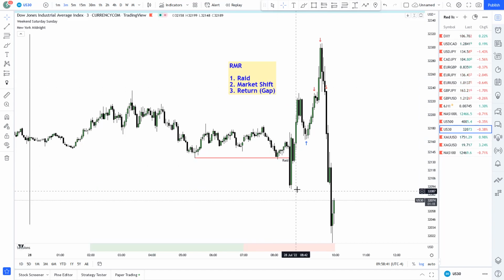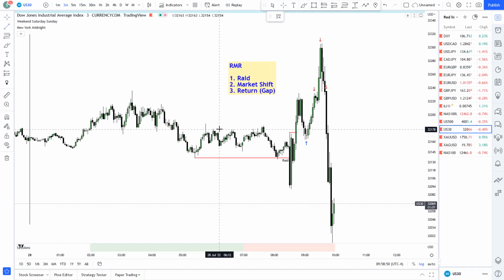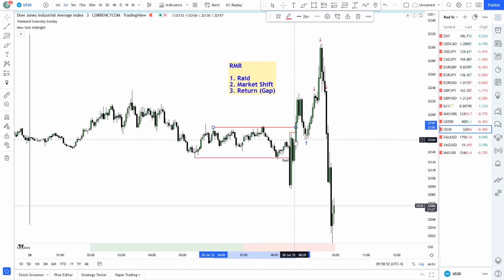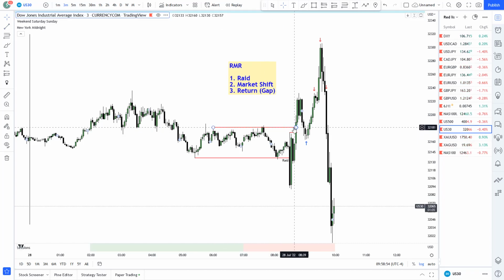Next thing we look for is the market structure shift. So after a bearish raid, we look for bullish market structure shift. So in order for that to happen, it needs to start breaking swing highs. So we have a swing high here, we have swing highs up here. So as soon as it starts to break these, we call that the market structure shift.